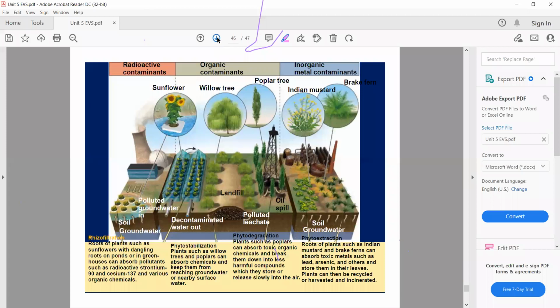This picture, nothing to discuss actually. Just look at it. Role of plants: rhizofiltration, that is filtration caused by roots, phytostabilization, phytodegradation, and phytoextraction. Just read through these, okay?